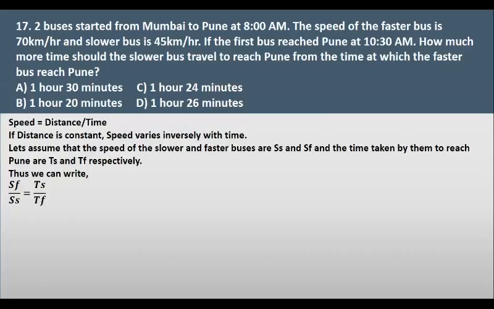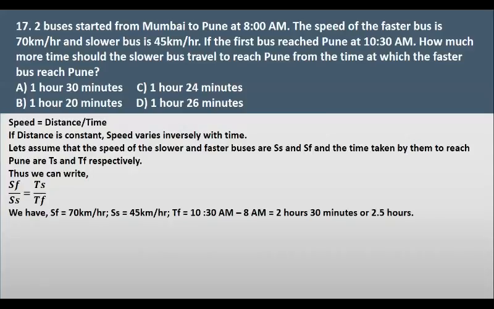We can see that there's a gap of 2 hours 30 minutes. So TF would be equal to 2.5 hours or 2 hours 30 minutes. Putting all these values to the above equation, we will be able to calculate TS. TS would be equal to SF into TF by SS, which in turn is equal to 70 into 2.5 by 45. Carrying out the calculations, we get 3.88 to be our answer.